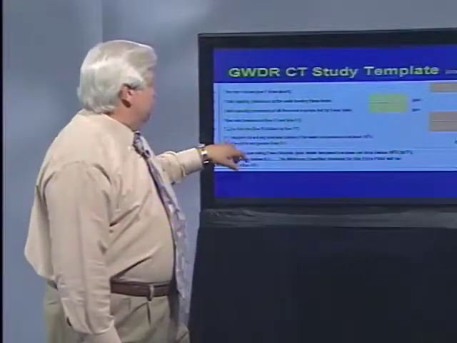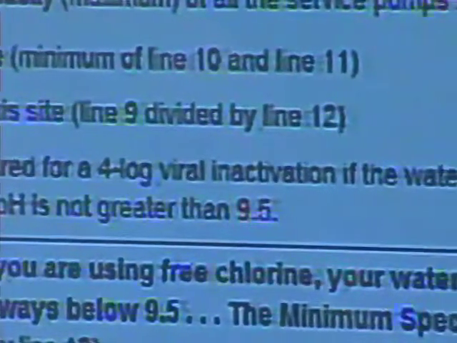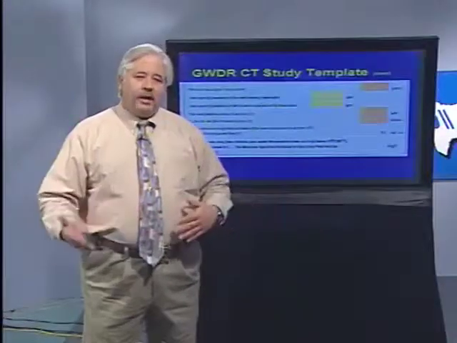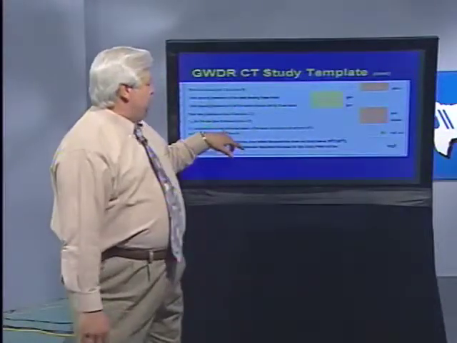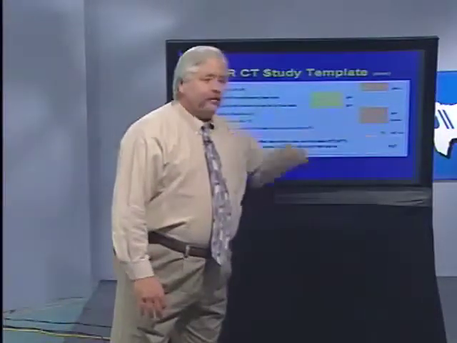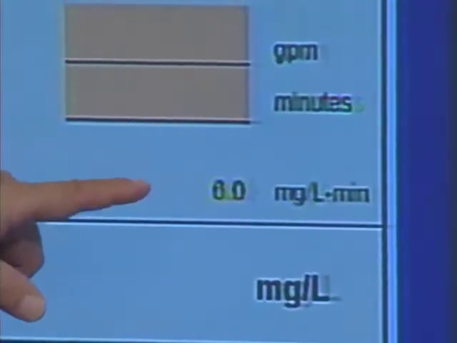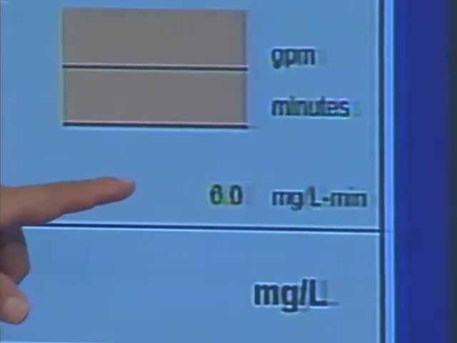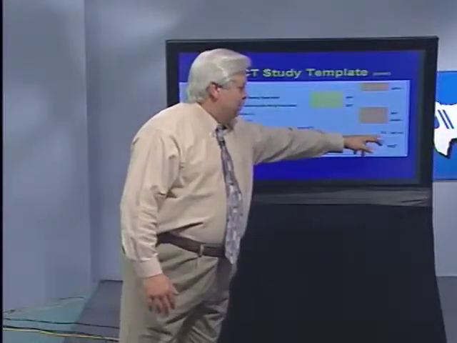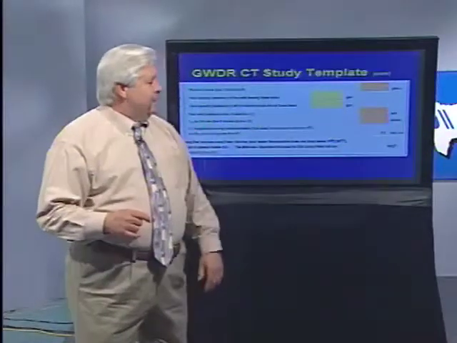Okay? Now, the next line is the CT required for 4-log viral inactivation if the water temperature is 10 degrees or higher, or really 10 degrees, and the pH of the water does not exceed 9.5. This is where a huge simplification of the program occurred. When you're using free chlorine, the CT required under those conditions, 10-degree water temperature and a pH no greater than 9.5, is 6 milligrams per liter per minute. The C, milligrams per liter, times the time in minutes, okay?